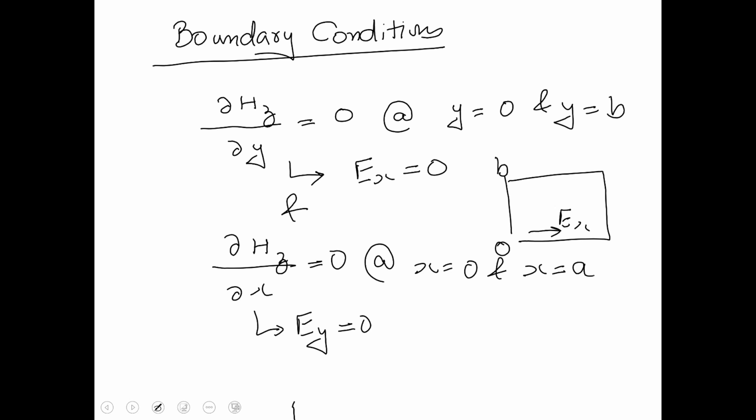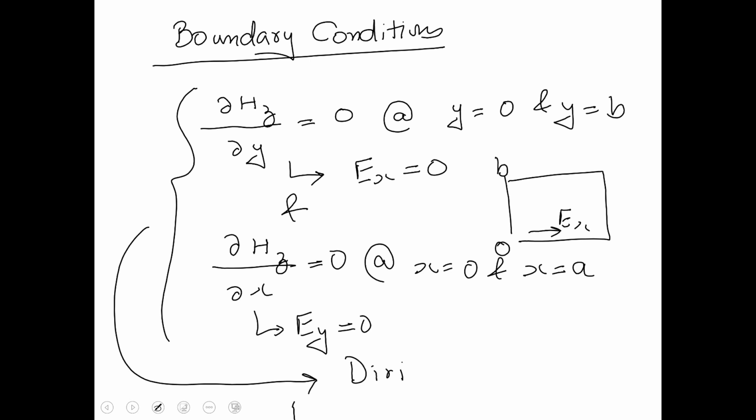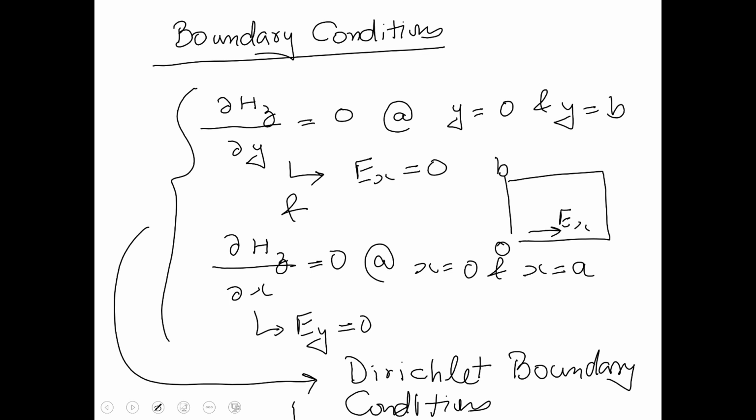These boundaries where the derivatives are included are known as Dirichlet boundary conditions. Mathematically, they are known as Dirichlet boundary conditions, and they are named after Peter Gustav Dirichlet, who was a mathematician in the 19th century.